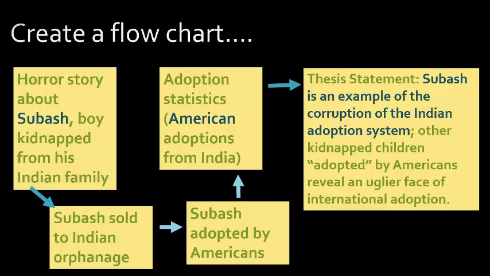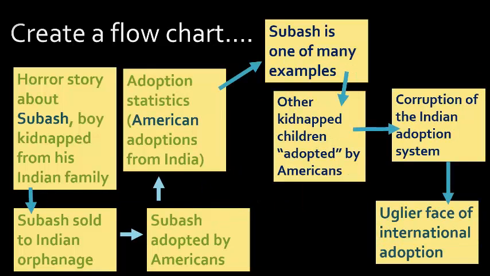Then we have a thesis statement that is more specific, that looks at this as one example of a bigger problem. Subhash is an example of the corruption of the Indian adoption system. Other kidnapped children adopted by Americans reveal an uglier face of international adoption. So here we have Subhash, here we have the other kidnapped children, here we have the uglier face. Now we're proving three things here, but this, unlike our 5-paragraph essay explored before, is not a 5-paragraph essay. These are big ideas. They're going to take a lot of paragraphs to explore.